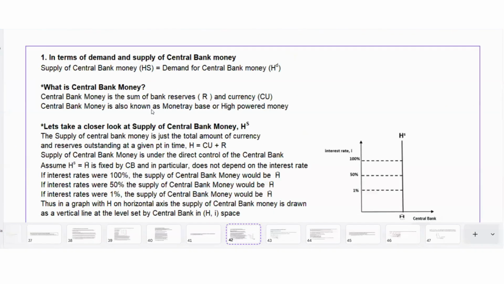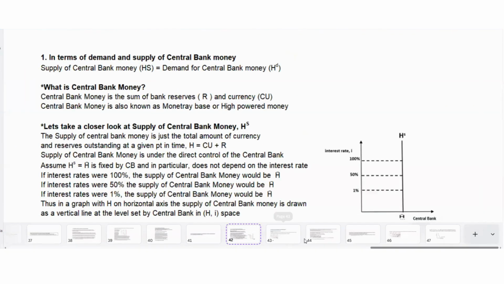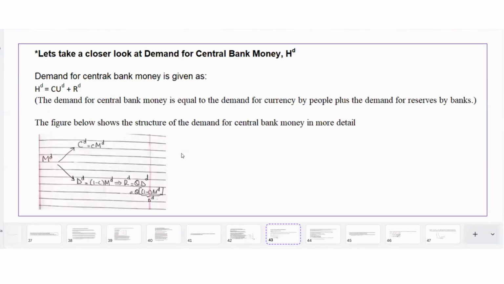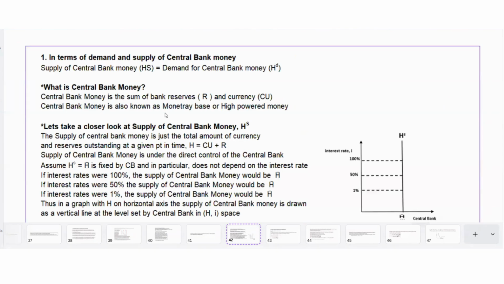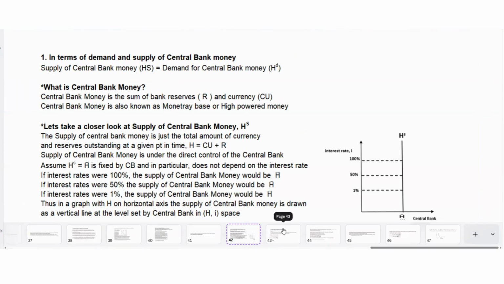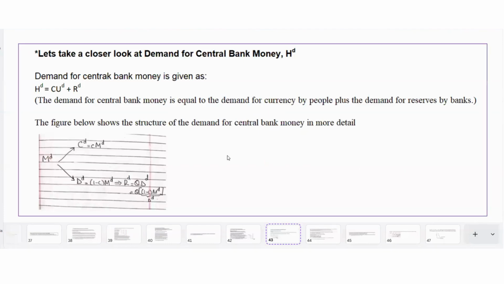Now we know central bank money, high-powered money, or monetary base is the sum of reserves and currency. So demand for central bank money is equal to demand for currency plus demand for reserves. Because like we know, central bank money is the sum of reserves and currency. So demand for central bank money would simply be the sum of demand for reserves plus the demand for currency.